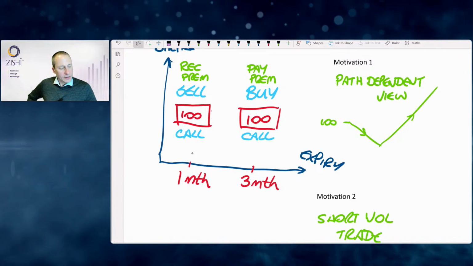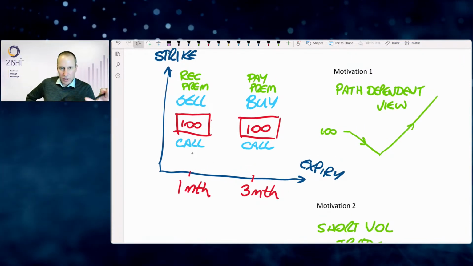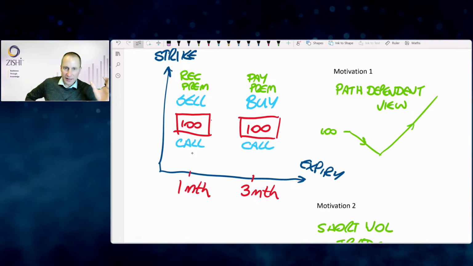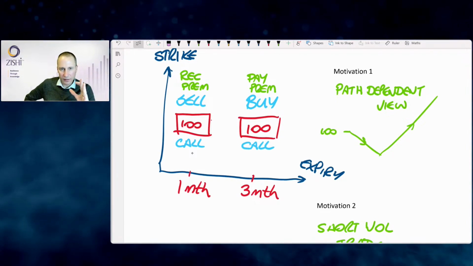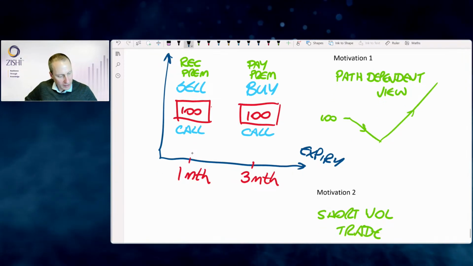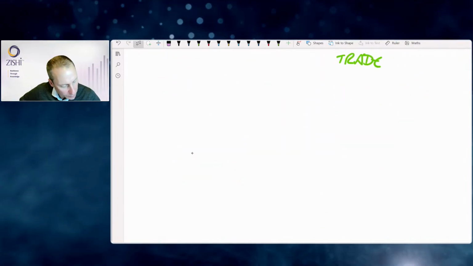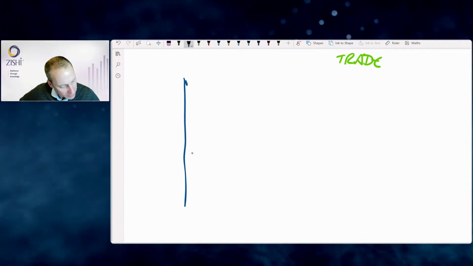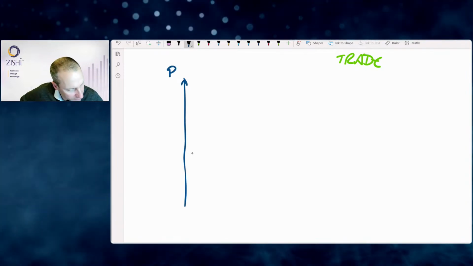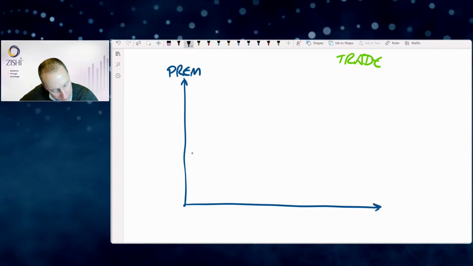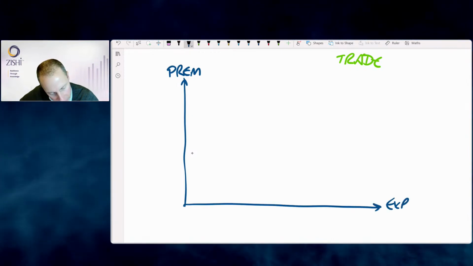Motivation two is what I might call the short vol trade. Now, if you think that the market's going to be generally calm, then what you might like to do is sell that 1 month option and buy the 3 month option. And the reason for that is the way that option prices change as we go from, if I have the premium here against expiry.